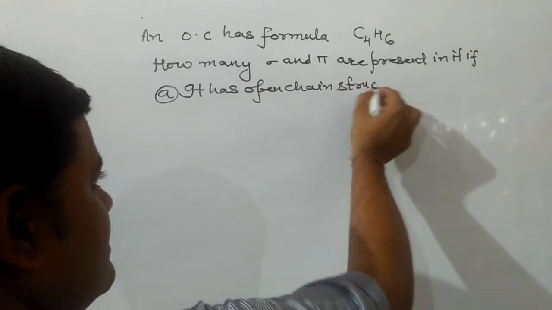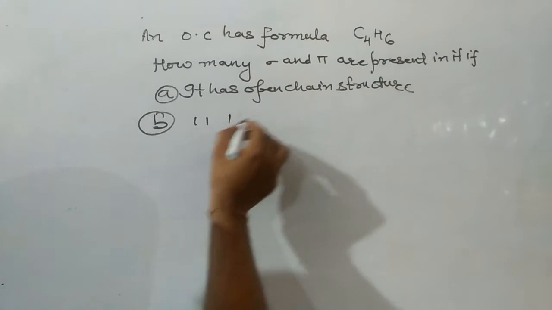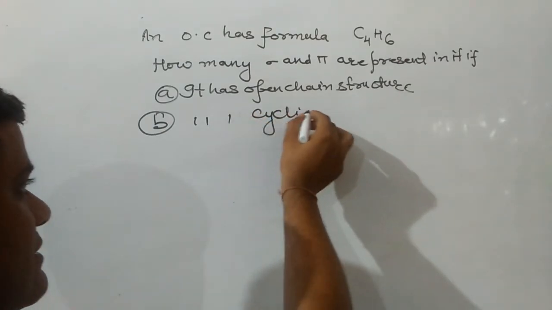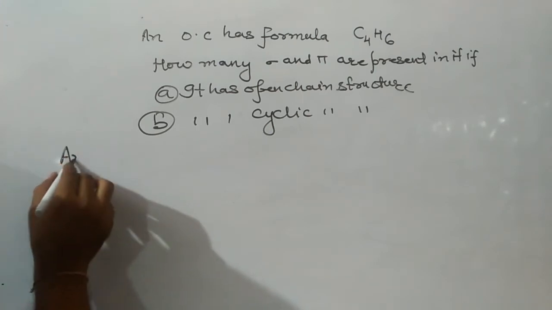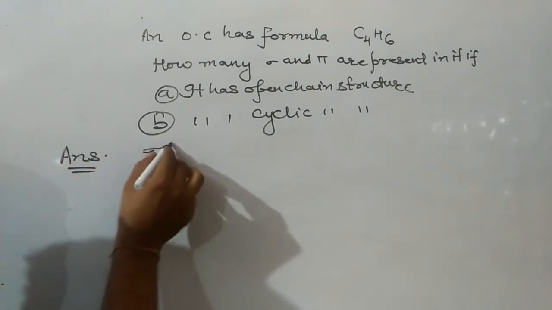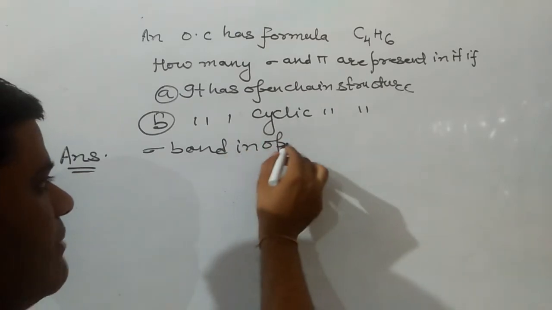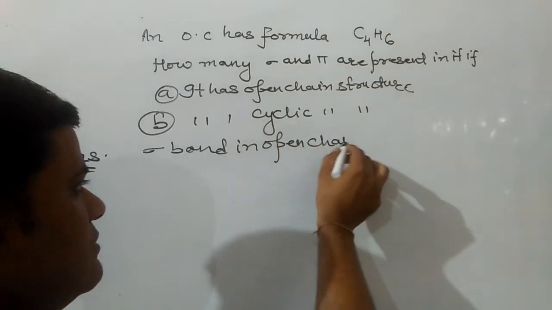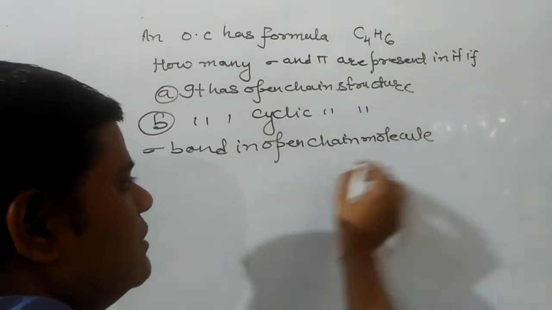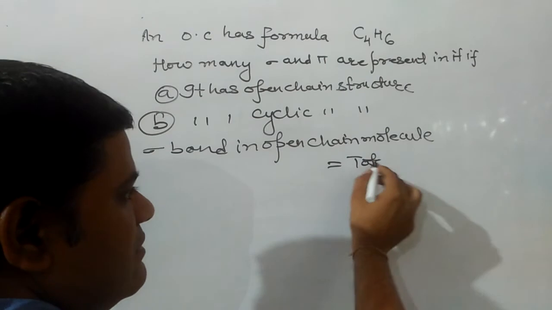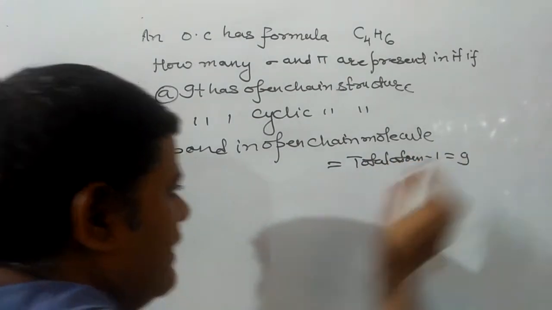Second case is, it has cyclic chain structure. So for sigma bond in an open chain molecule, it will be equal to total atoms minus 1. So it comes out to be 9.